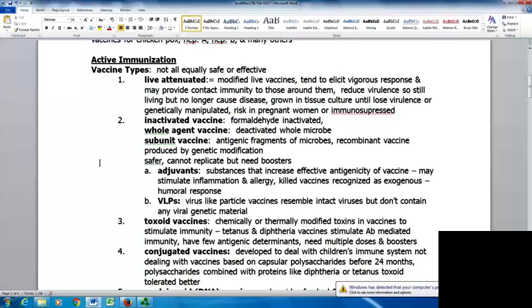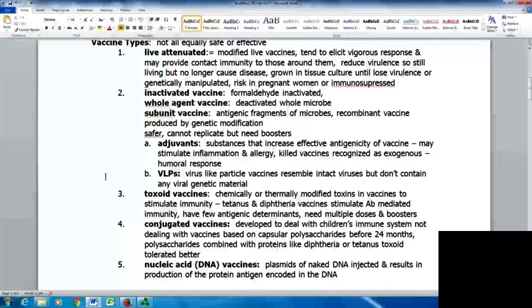Inactivated vaccines are going to be formaldehyde inactivated. A whole agent vaccine is the deactivated whole entire microbe, whereas a subunit vaccine is just going to have antigenic fragments of the microbes. Recombinant vaccines can be produced by genetic modification. They're safer, but they cannot replicate, so you need boosters. Adjuvants are substances that will increase the effective antigenicity of the vaccine. They may stimulate inflammation and allergy. Killed vaccines are recognized as exogenous, and they will give a humoral response.